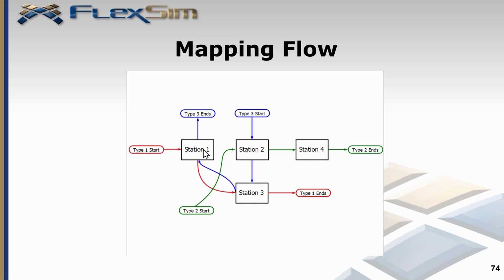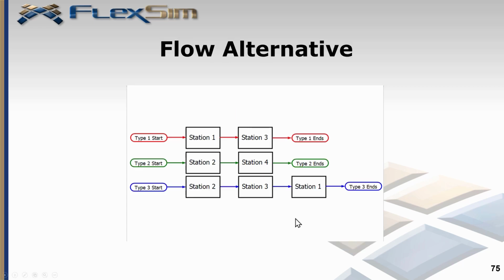And then it was the job of the station to decide where to send the part next based on what part type it was. And that could get very complicated if you had a lot of different part types and a lot of different stations and sequences to follow. Well, now let's look at the other approach, which more closely mimics process flow.